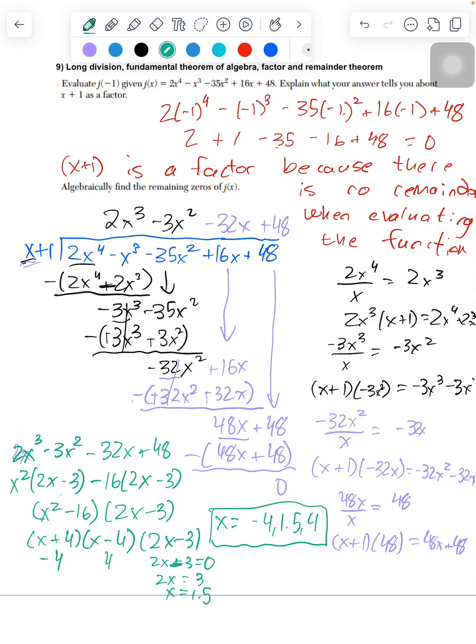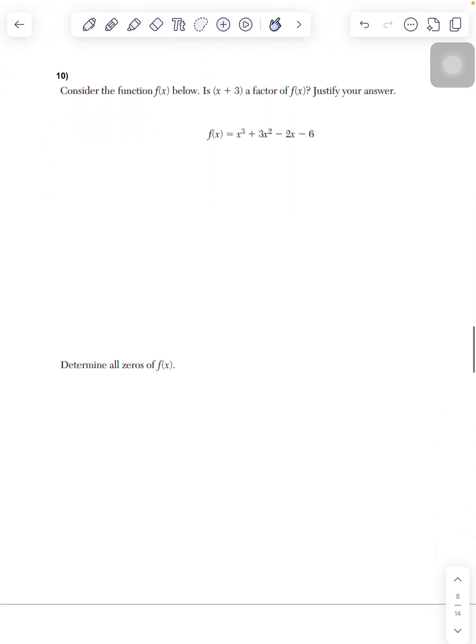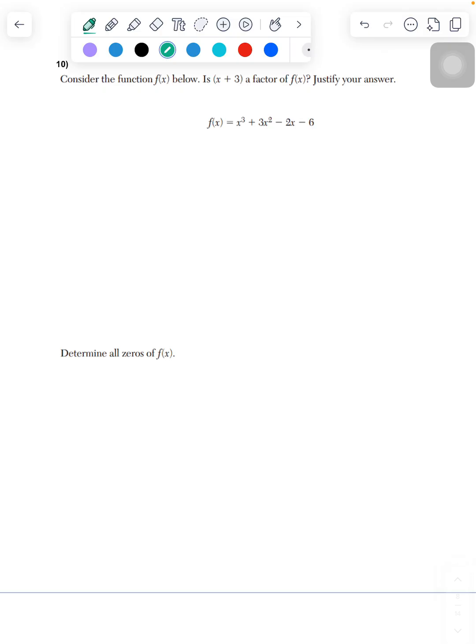All right, so that's how you do this whole problem. This thing is literally the same exact problem as last time. So again, over here, how am I going to check if this is a factor? Just to start you off, what is the 0 of this? x plus 3 equals 0, so x equals negative 3.